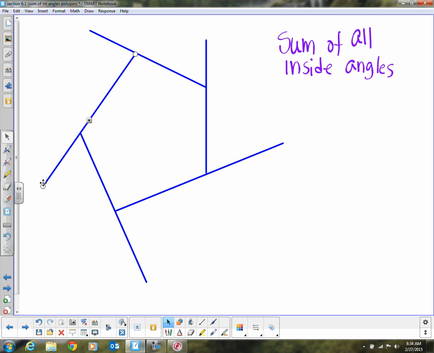Extend one side at each vertex. Are you finished with that? Yeah. All right, my question to you is, what is this relationship? Supplementary. What is this relationship? What is this relationship? And what is this relationship?